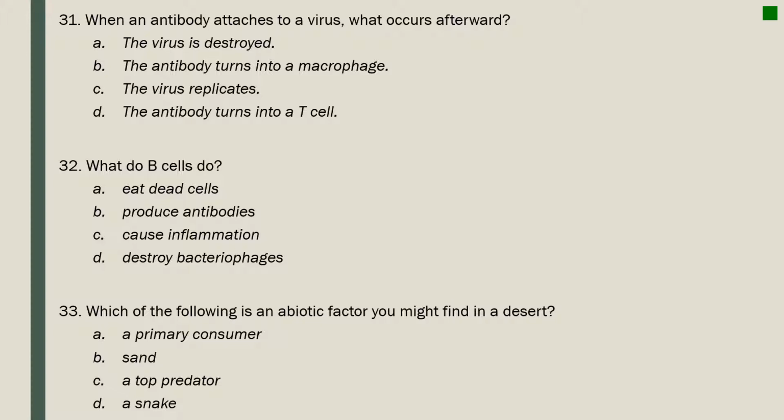32. What do B cells do? A. Eat dead cells. B. Produce antibodies. C. Cause inflammation. D. Destroy bacteriophages.